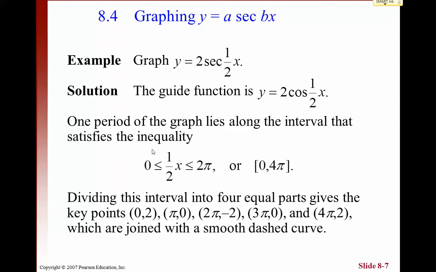Okay, so I want to graph this one. That's the secant, so the guide function is going to be the cosecant. One period of the graph, as long as the interval satisfies the inequality. We figure out the period is 4 pi, so we divide this into 4 equal parts: 0, pi, 2 pi, 3 pi, 4 pi, and we graph the cosine. Right, it goes up 2 and down 2 with a period of 4 pi.